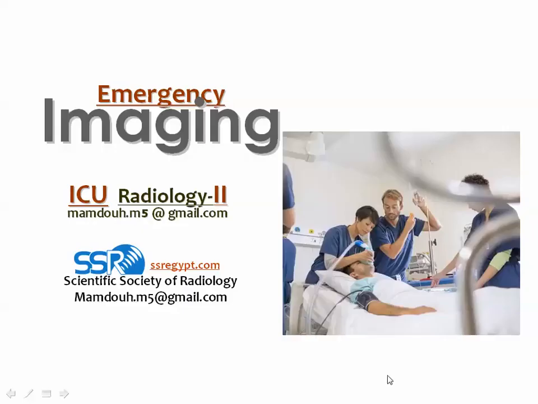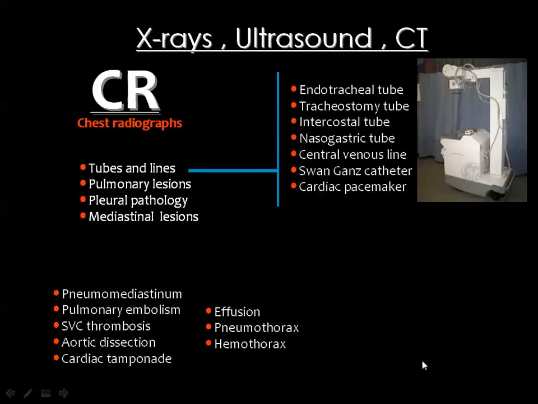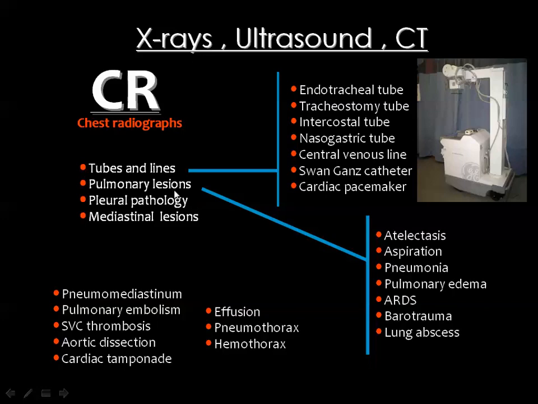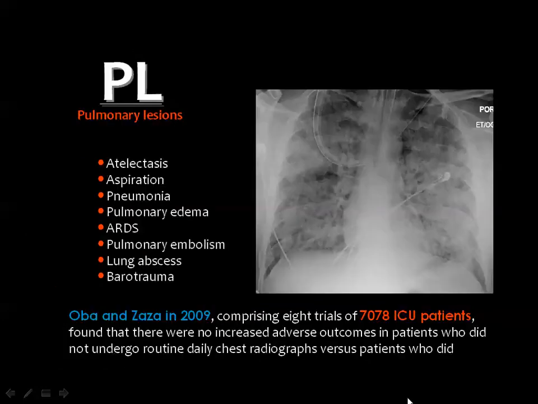Now we came to the second part of the ICU radiology, which will deal with the pulmonary parenchymal lesions, including these pathologies, as well as some talks about pleural lesions and also mediastinal pathology. Pulmonary parenchymal lesions in ICU patients include atelectasis, aspiration pneumonia, pulmonary edema, acute respiratory distress syndrome, pulmonary embolism, lung abscess, and barotrauma.